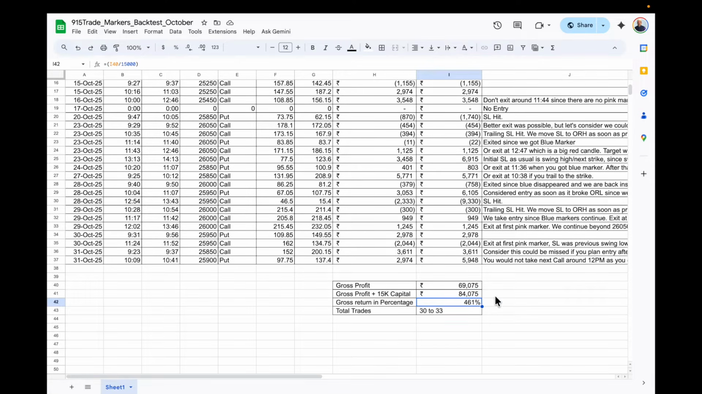The biggest advantage of this backtesting is not the return, the 461%. That's not it. The most important thing for us is the number of trades. Any month you look at, we did this for the month of September as well, the maximum trades you would get is 28, 30, 32. That means you are not overtrading. You are only taking 30, 32 trades a month, and within that you are getting decent returns as an options buyer.